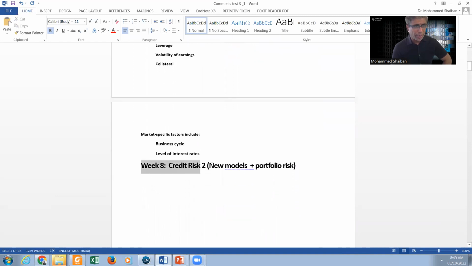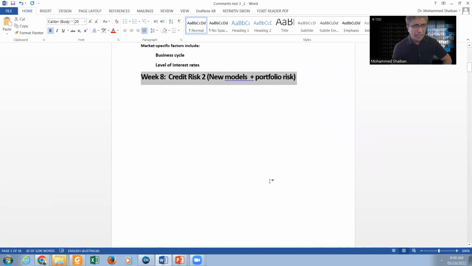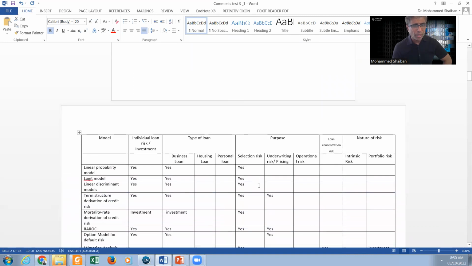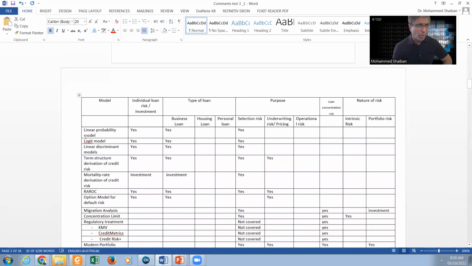Now, in week 8, the credit risk models. You remember we have all those models. You can look at all of them. I'm not going to test you on all of them, but sometimes I will ask you what the models are for the linear probability. I will ask you about other models, but under the portfolio risk, which is this one, the portfolio.